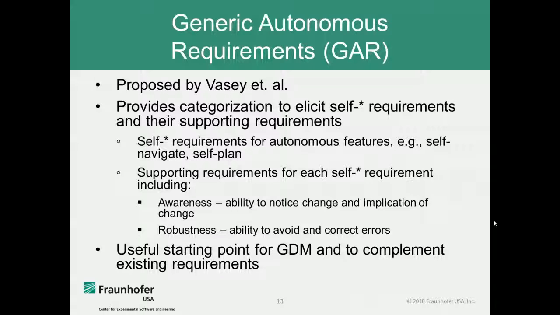So the generic autonomous requirements, as I mentioned, proposed by Emil Vassev and Mike Hinchey, start at a very high level and give you a way to categorize autonomous behavior. It uses the common self-star requirement format. So you could say the autonomous system should self-navigate, self-plan, self-heal, and however you would want to define that.